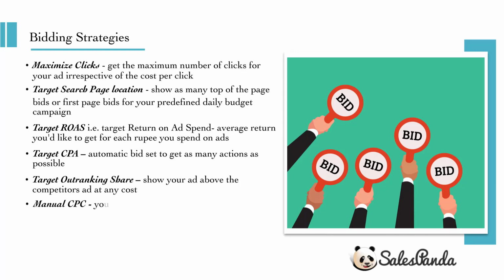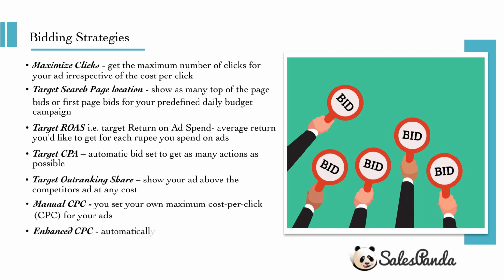In manual CPC bidding, you set your maximum cost per click, CPC, for your ads and have complete control over the auction. Google will not bid more than the maximum amount mentioned by you. Enhanced CPC helps you get more conversions from manual bidding. It works by automatically adjusting your manual bids for clicks that seem more or less likely to lead to a sale or conversion on your website. It starts with 50% of the traffic, experiments with bids, and then optimizes it for the entire campaign.